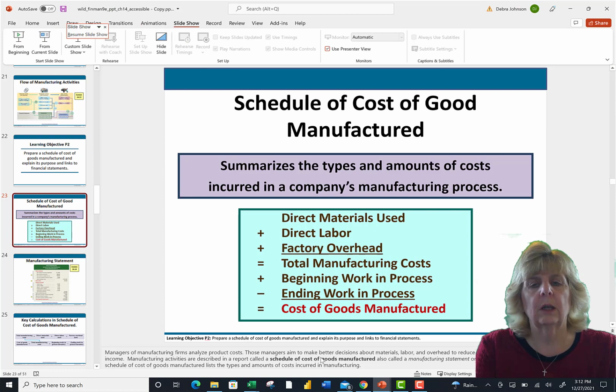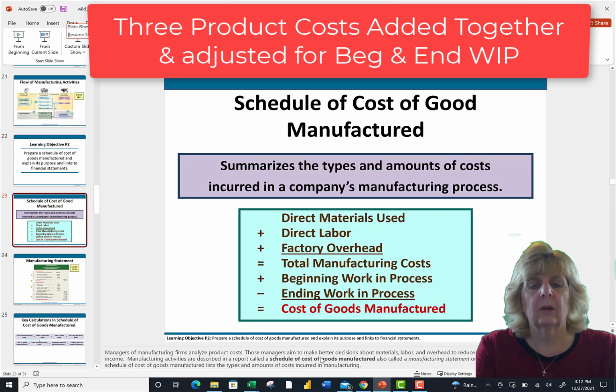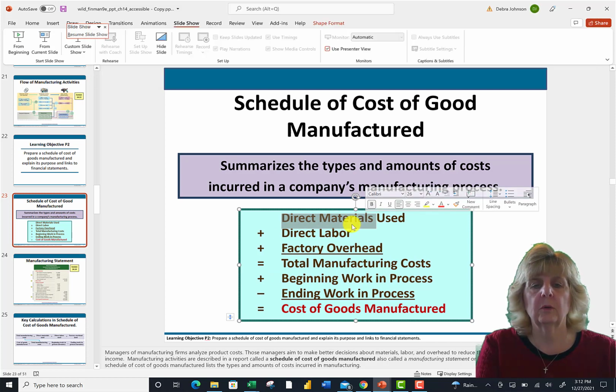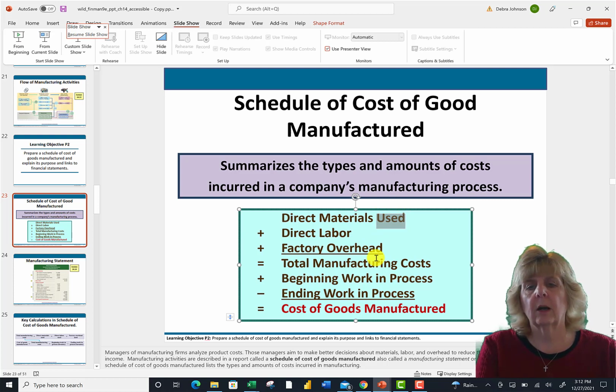So again, on the screen, you'll see that the schedule of cost of goods manufactured is basically the 3 product costs that we learned about last time, added together and adjusted for the WIP inventory accounts. So once again, last time we learned that direct materials were those materials used in the manufacturing process to produce products. Specifically, we were looking for the direct materials used. And once again, we fell back on T-accounts to show us how to calculate that.